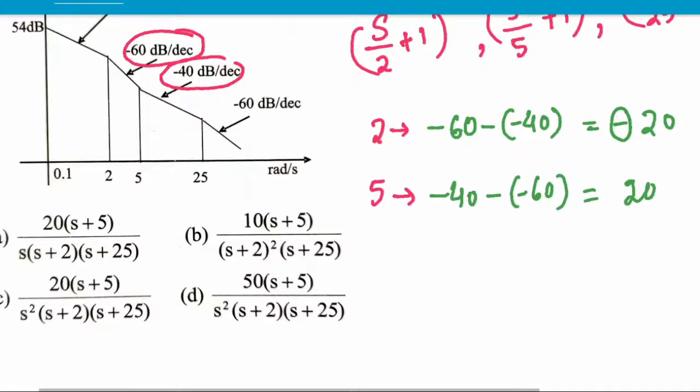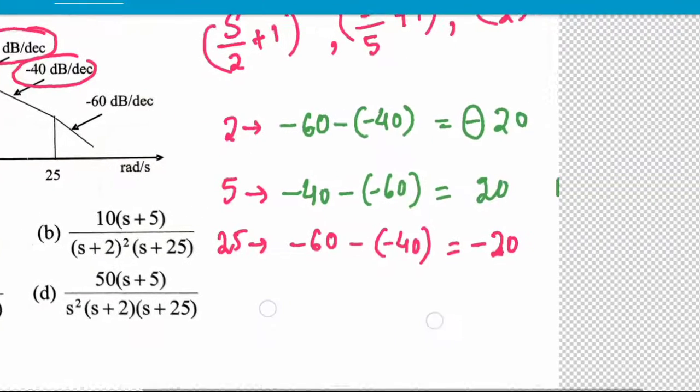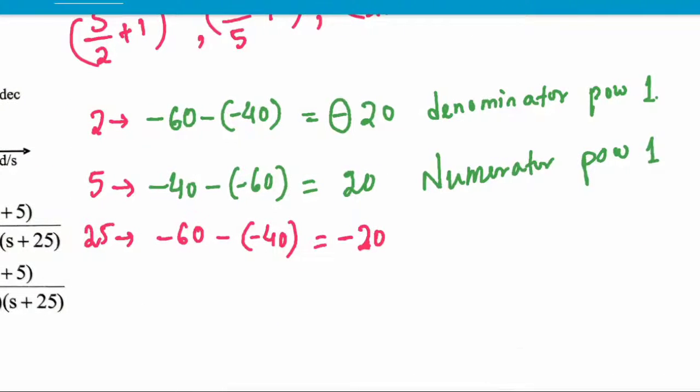Similarly for 25, this is minus 60 minus of minus 40, so this will be minus 20. Minus 20 means similarly this will be in the denominator and the power will be 1.